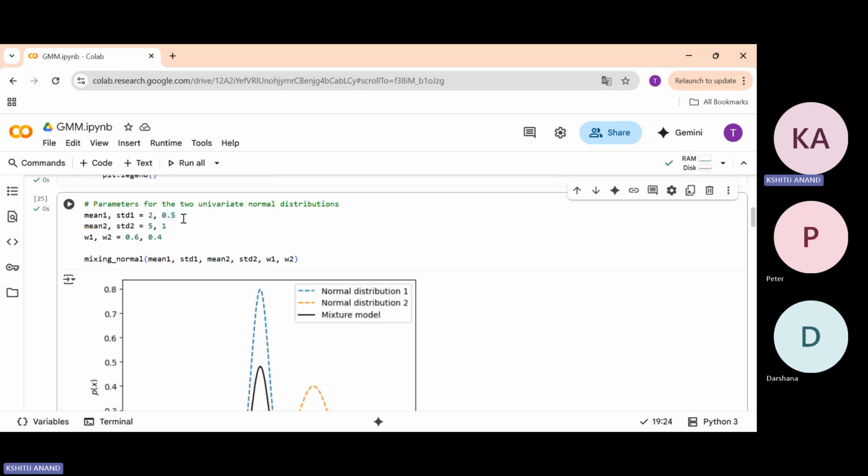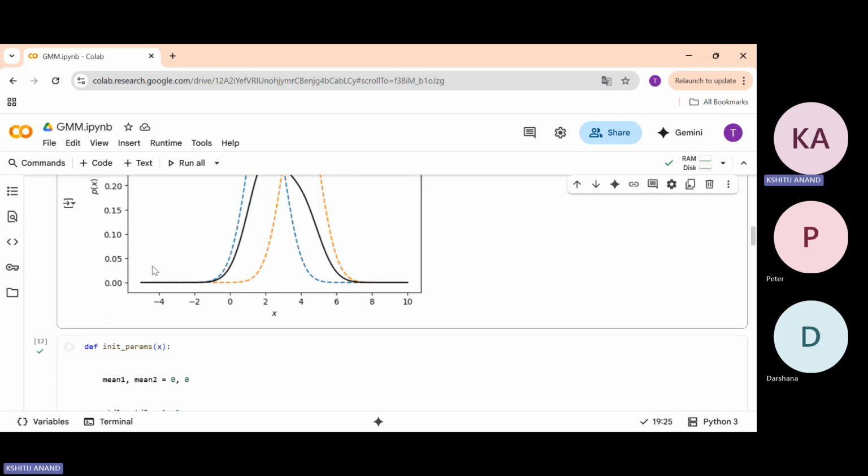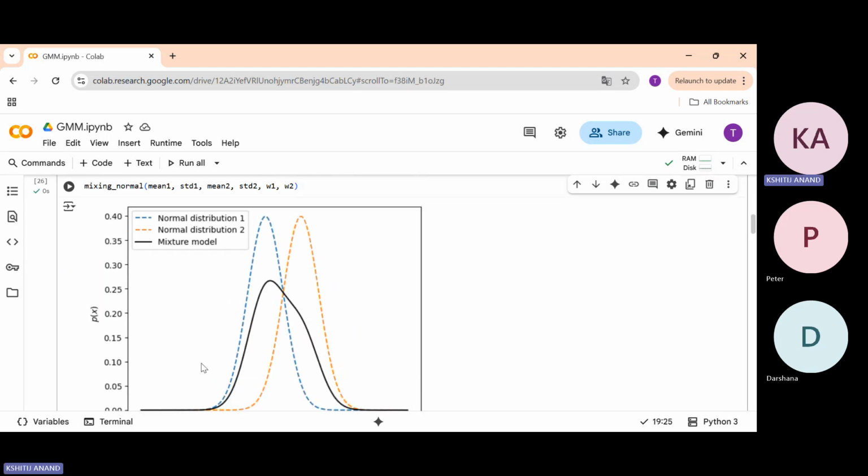So maybe what we can do is increase the values, and let us see what happens with the plot. So now let us say the mixing is a bit proper. This is how we mix normal distributions. We can mix 10 components, we can mix 15 components as per our wish.